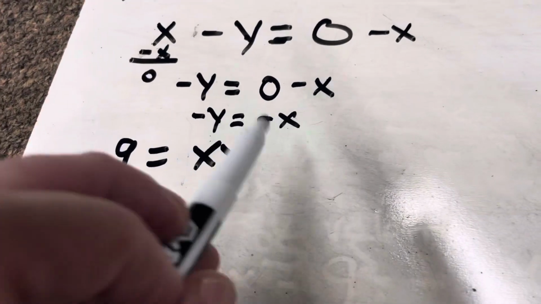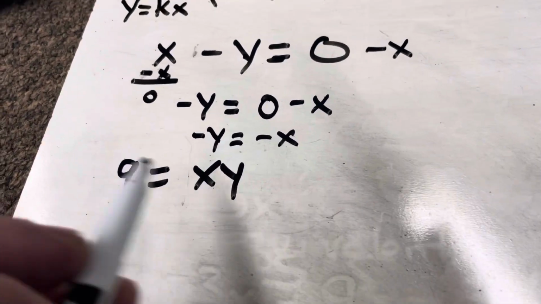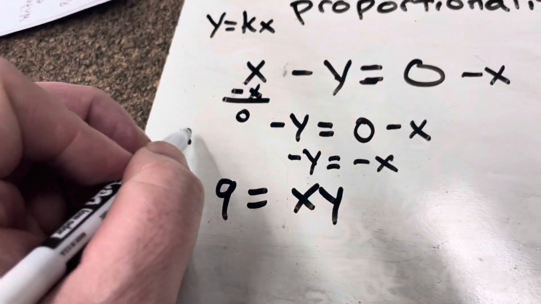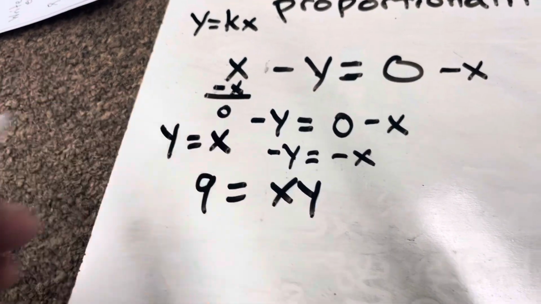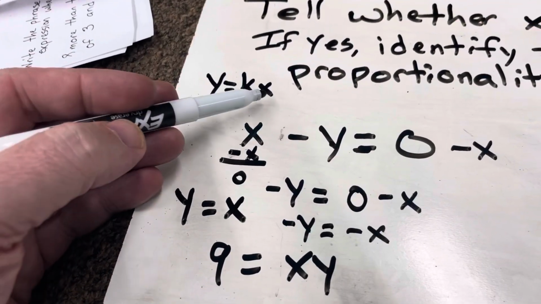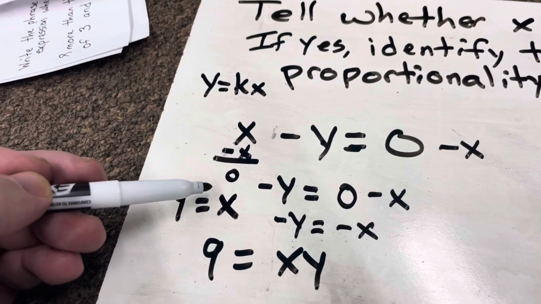I want to get rid of the negative signs. If I multiply everything by negative 1, that just changes the signs. Then I get y equals x. Well, that's kind of what I want. I want y equals kx, but I don't have anything here.